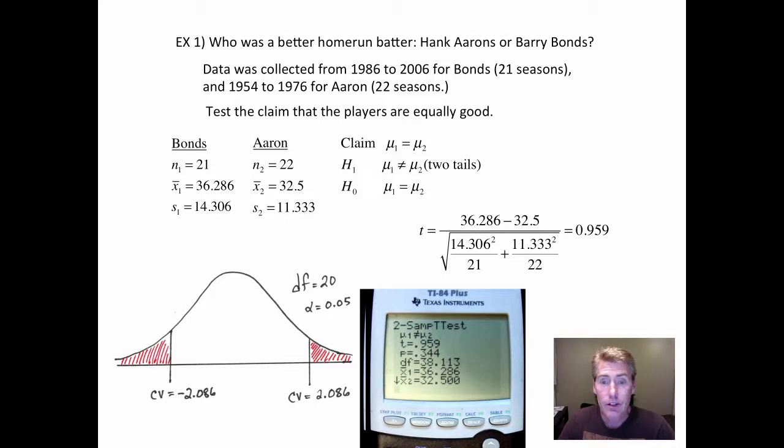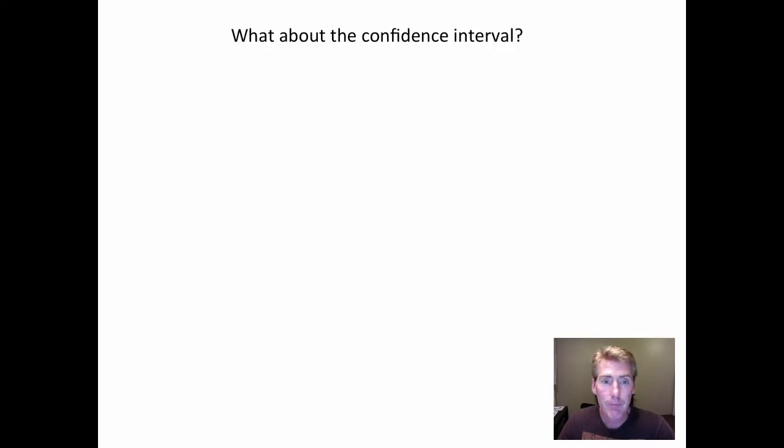Okay, and then notice that the t is exactly the same as the formula, 0.959. So, failed to reject, we could not prove anything about these two players and their home run batting ability. Next up. Oh yeah, what about the confidence interval?